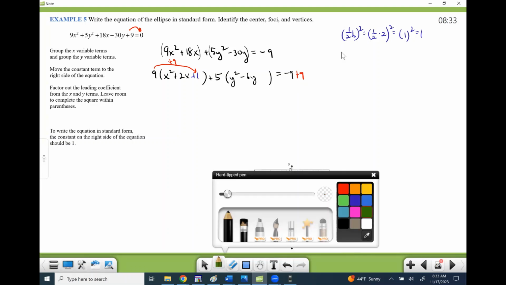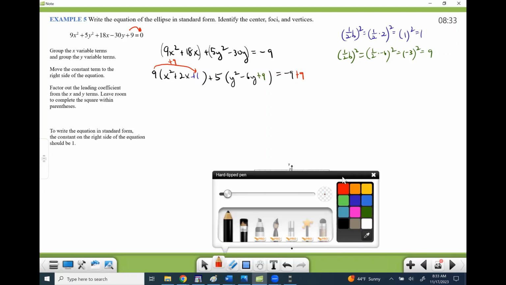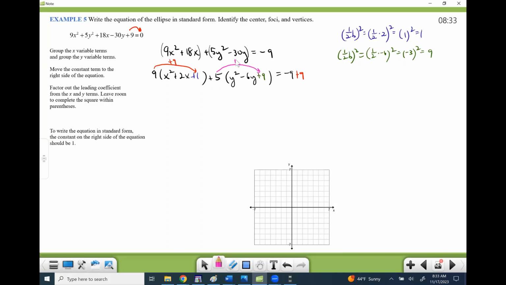All right, let's do it again. But this time we're going to do it for the b on the y value. So -6. We're going to take half of -6 and square it. So -3 times -3 would be 9. But it's not really going to be a 9, right? When I distribute the 5 to the 9, I get 45. So we really added a 45 into the problem. So that's the trickiest part.